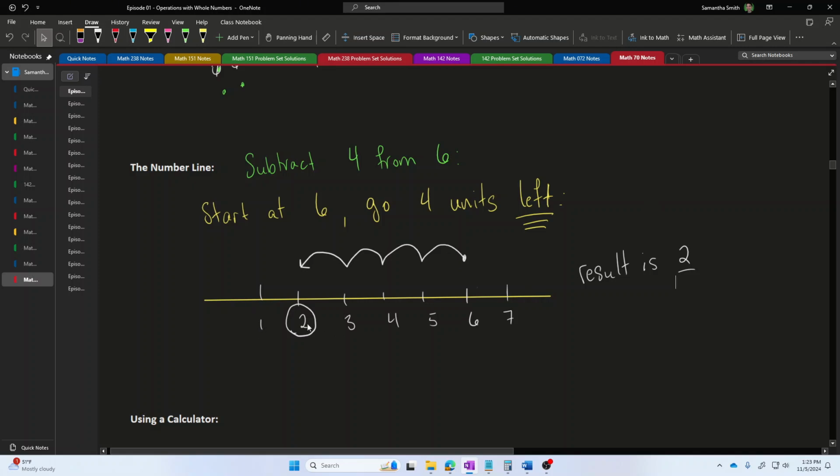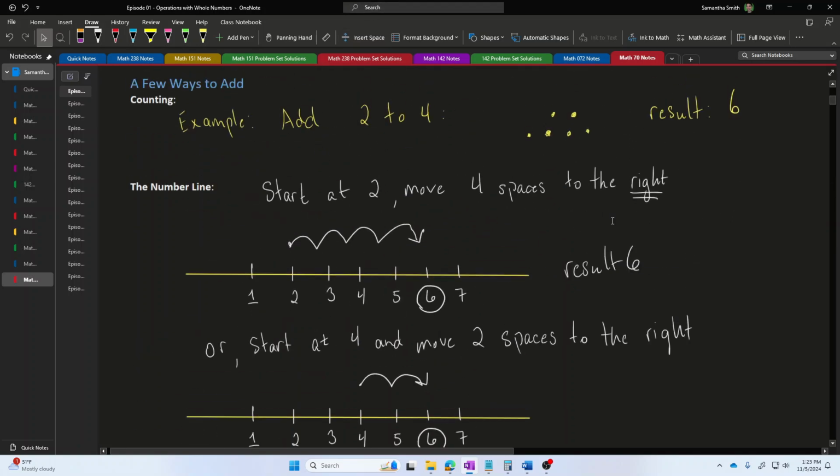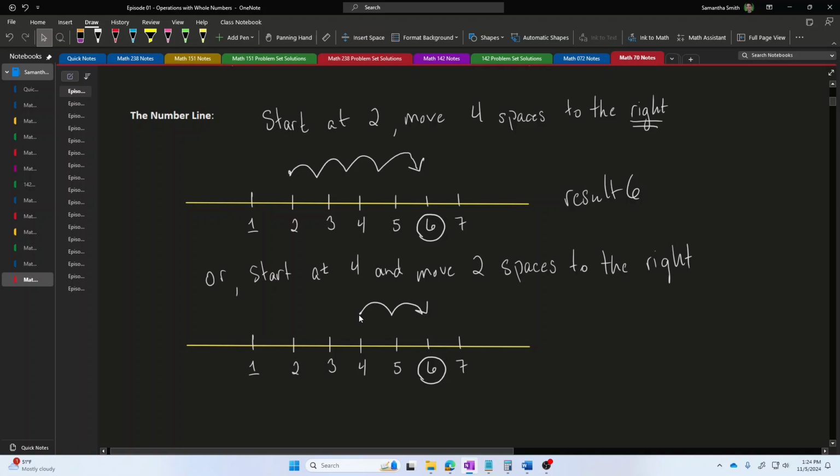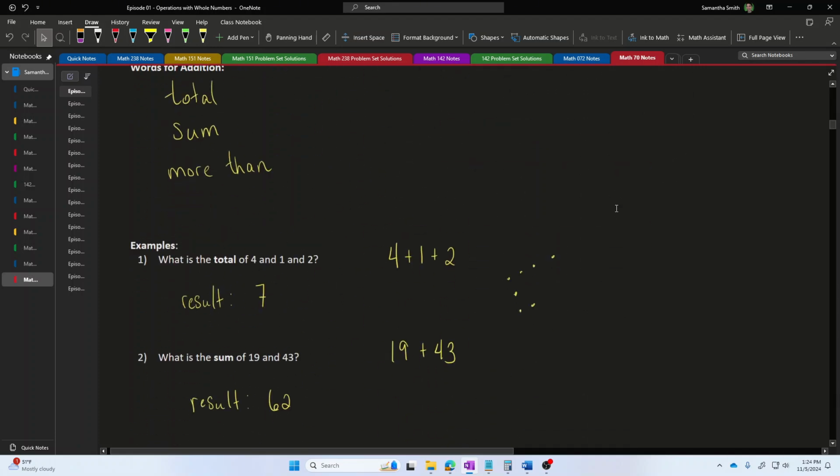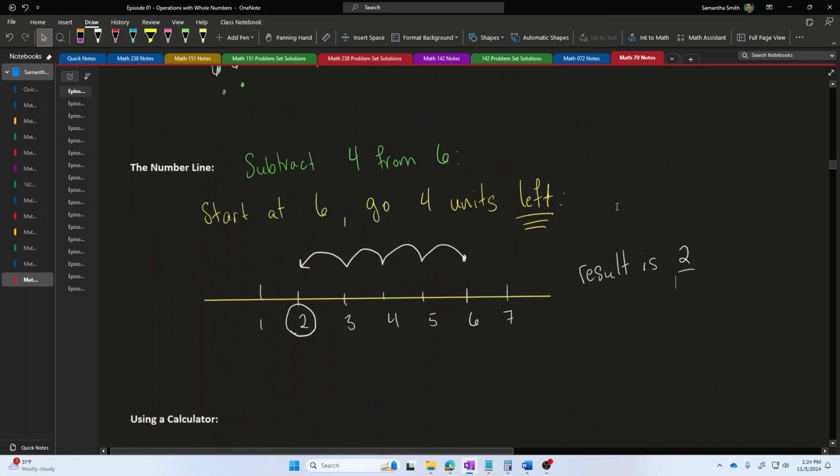Another big difference between subtraction and addition on a number line is that the order in this case really does matter. When we are adding two numbers together, for example, if we were adding together 2 and 4, we noticed that we could start on the number line at 2 and move 4 spaces to the right, or we could start on the number line at 4 and move 2 spaces to the right. No matter which we did, we got exactly the same answer. But when you are subtracting, the order of the numbers really does matter.